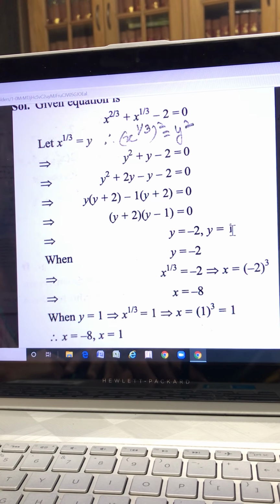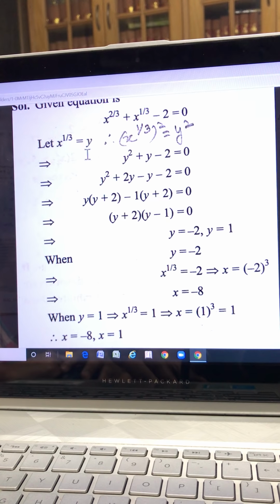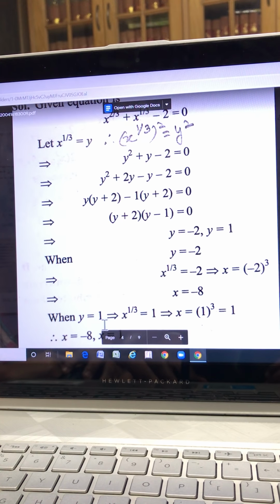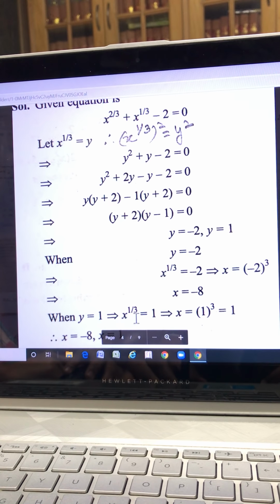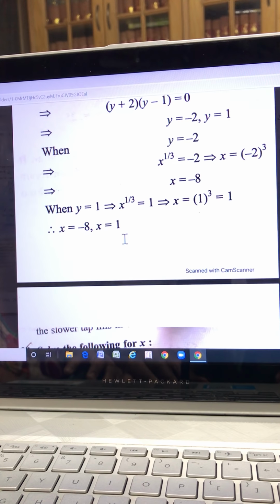y की दो values आई हैं and we have substituted x to power 1 by 3 as y, right? So I will put the value of y as minus 2 first and then y as 1 to get the corresponding values of x. When I put y as 1, I get the equation x to the power 1 by 3 equal to 1. And this implies what? Again, cubing both the sides, I will get x is equal to 1 cube, which gives you 1 as real answer. And then it says the values of x will be minus 8 and 1.